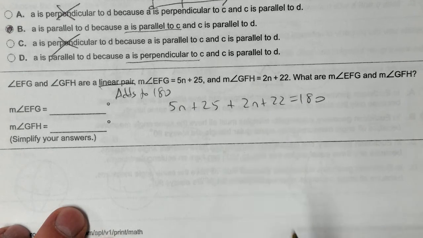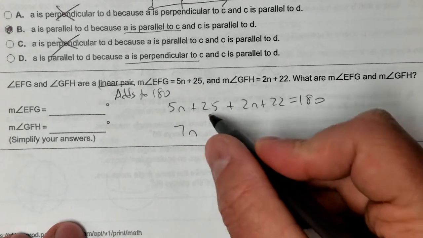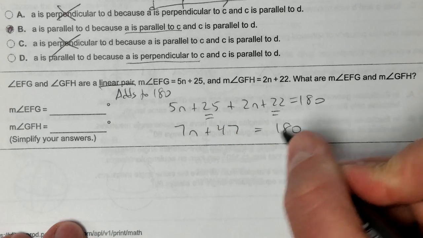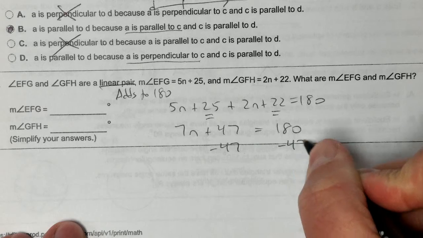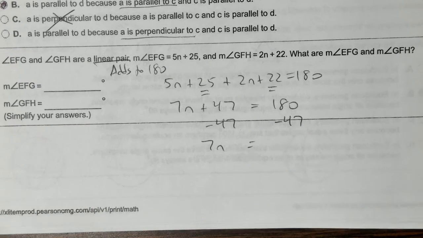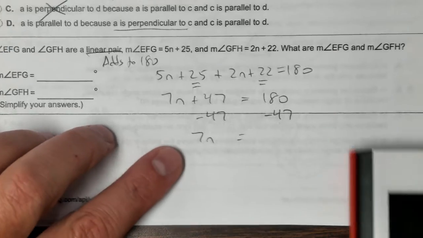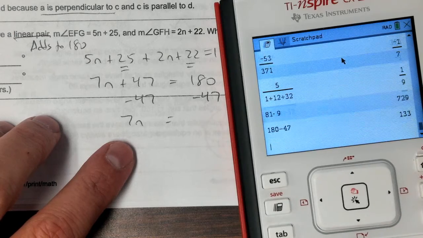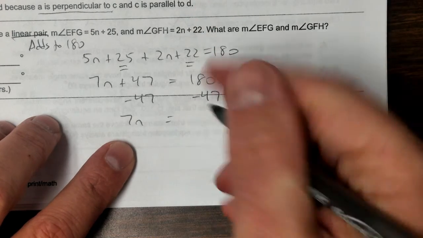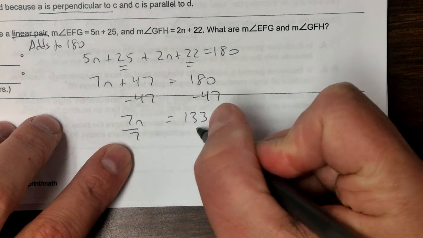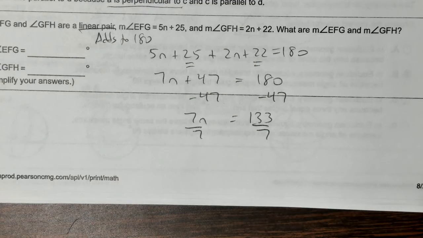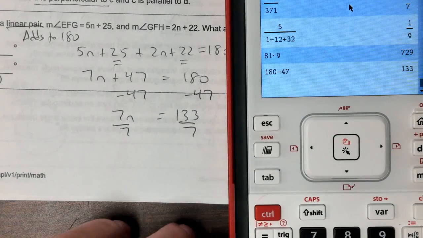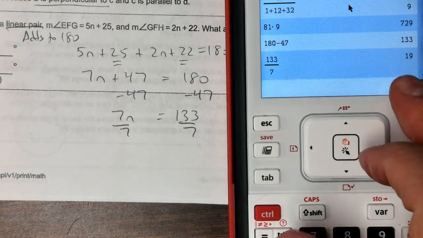Five n and 2n add up to 7n, and 25 and 22 are 47. So we want to subtract 47 and get 133. And then divide by 7. 133 divided by 7 gives you 19.